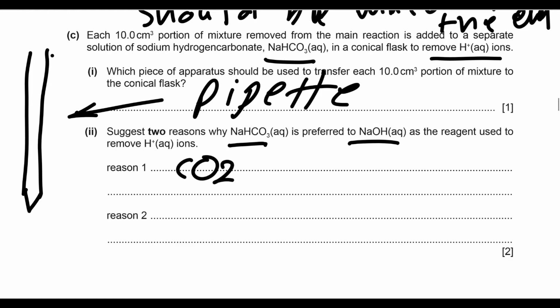So when the carbon dioxide stops bubbling, there is no more carbon dioxide gas produced. What does that mean? That means you don't have what? Acid. And we need to make sure all the acid is reacted with sodium hydrogen carbonate. So the production of carbon dioxide is a good indicator for us to make sure all the acid is removed.